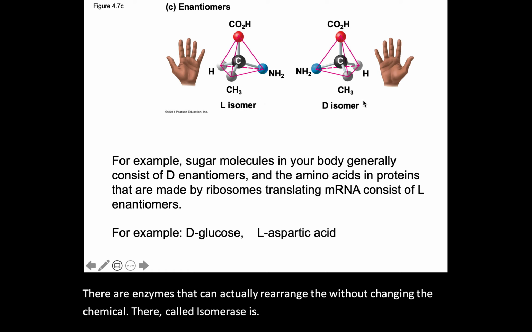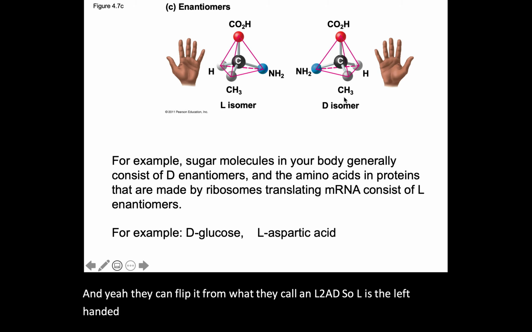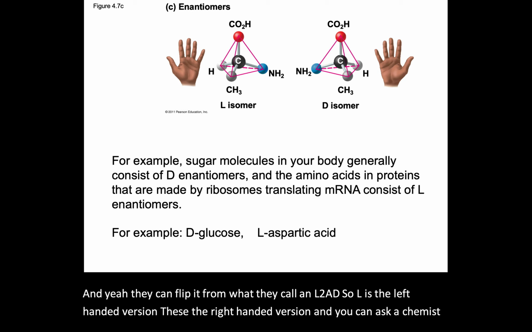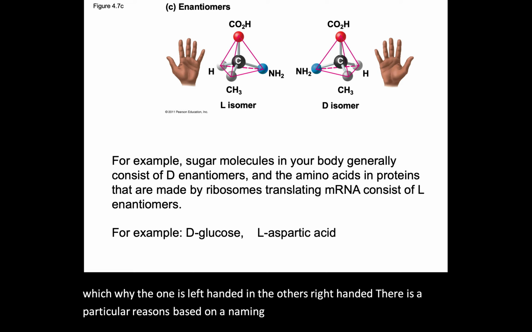Yeah, they can flip it from what they would call an L to a D. So L is the left-handed version, D is the right-handed version. You can ask a chemist why the one is left-handed and the other is right-handed. There is a particular reason. It's based on a naming convention. But yeah, I think for our purposes, we just got to know that they exist.